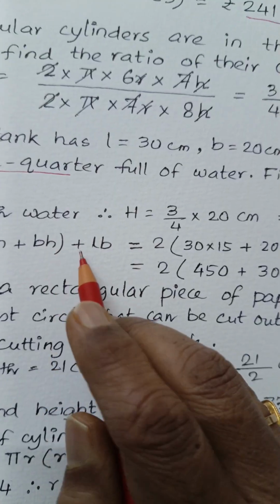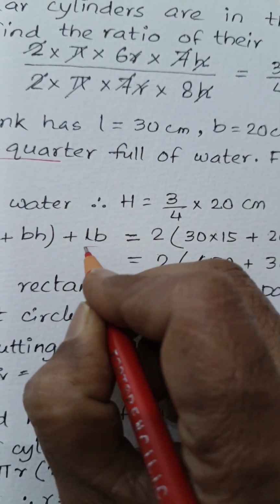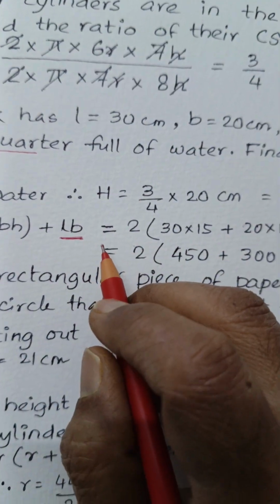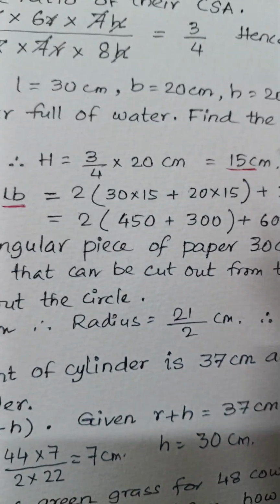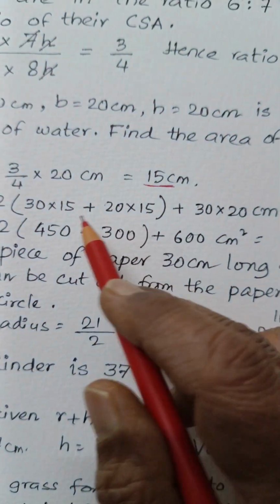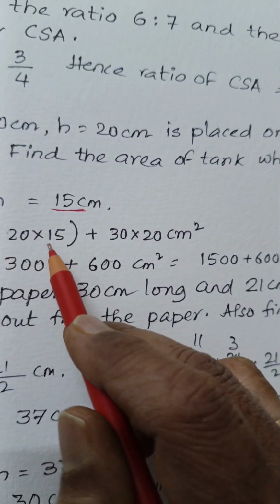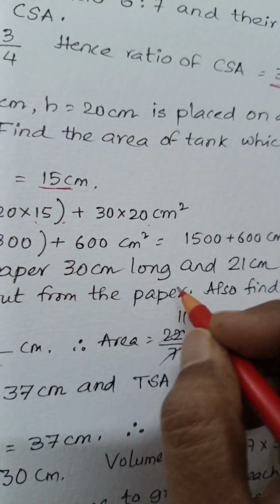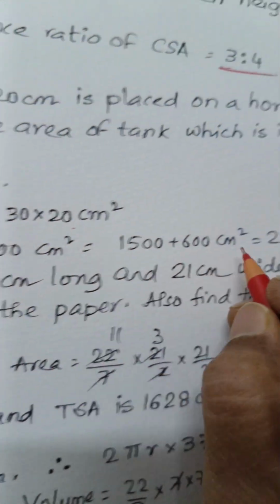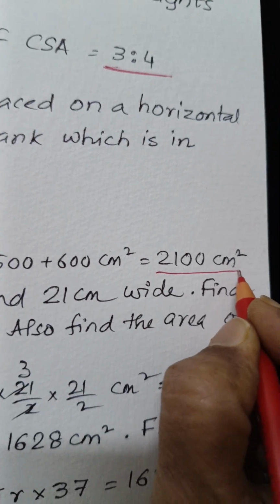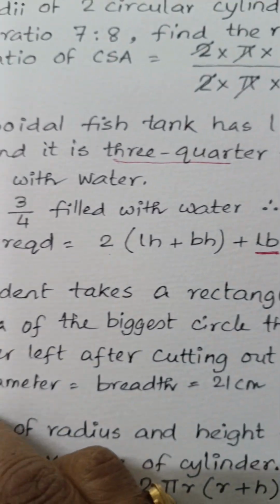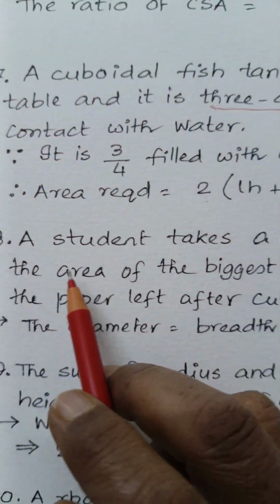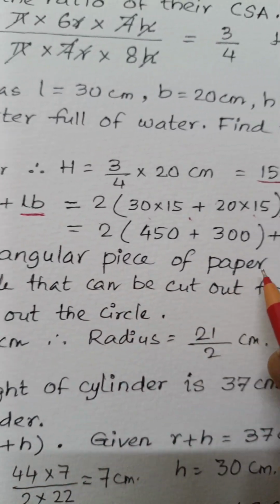Now area required is 2 into length into height plus breadth into height, plus length into breadth, because length into breadth is used only once. The top is not there. So 2 into length into height plus breadth into height is this, plus 30 into 20, that is LB. Now we get this as 2100 centimeter square.